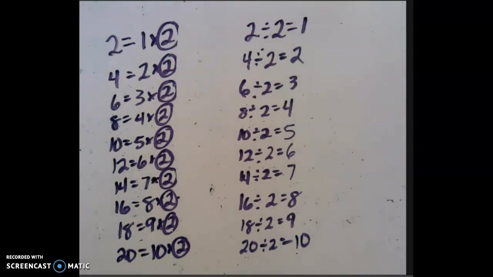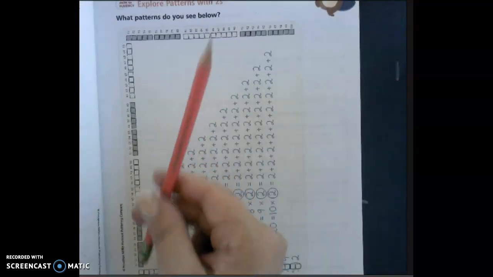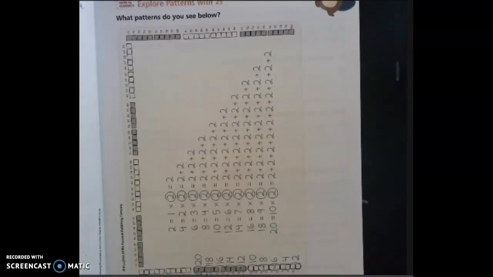So I'm going to pause and let you catch up. And I would like you to grab your math journal when you're done. Okay, so hopefully you've grabbed your math journal and a pencil. And we are starting on page 27.